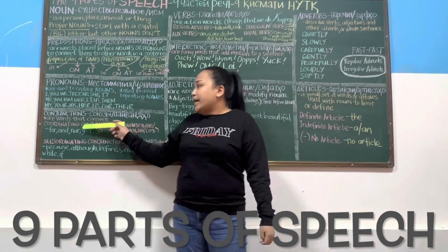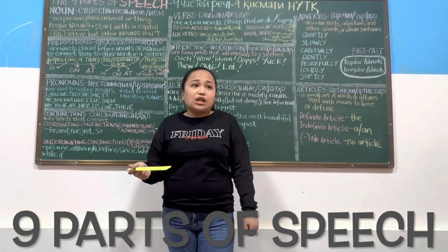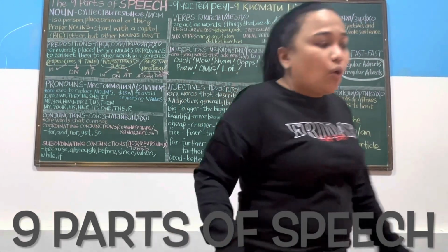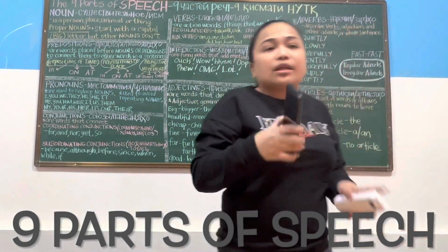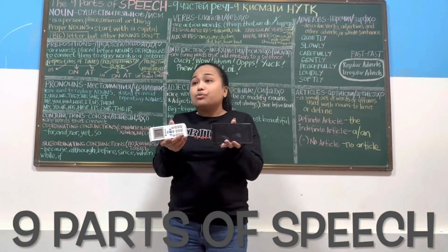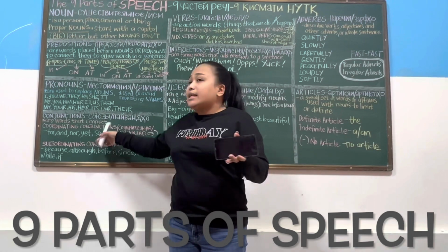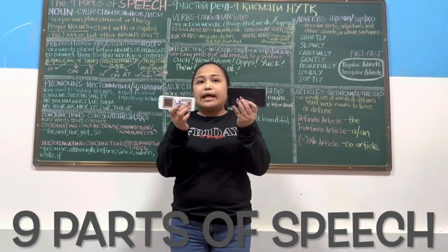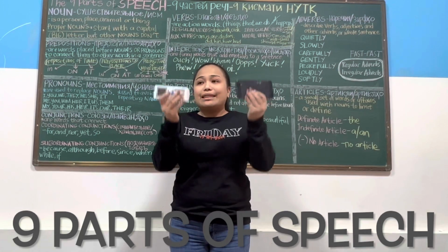And now, we have coordinating conjunctions. What is a coordinating conjunction? This is part one and this is part two. Okay. Coordinating conjunctions are the conjunctions when we connect two same things.